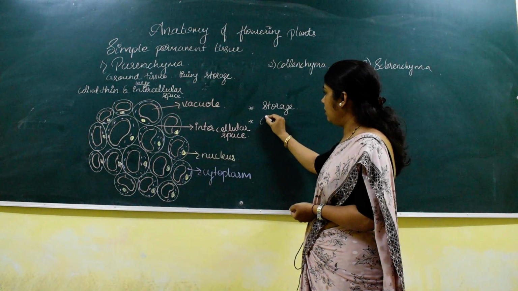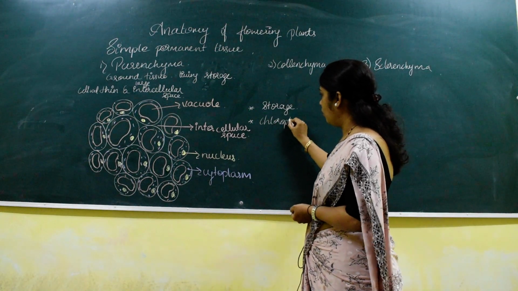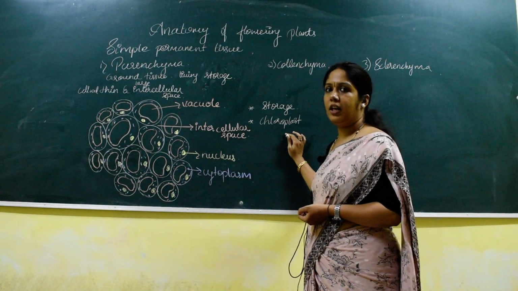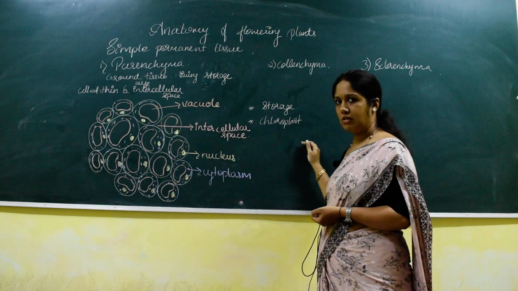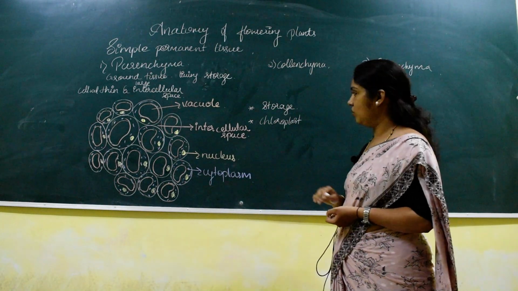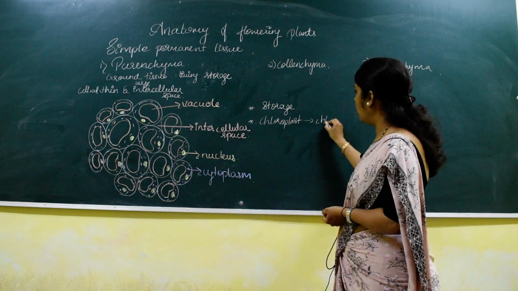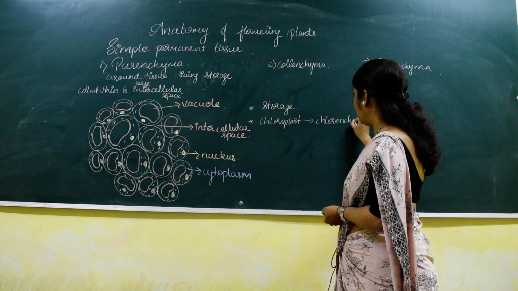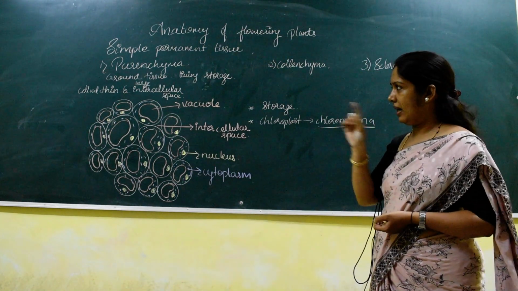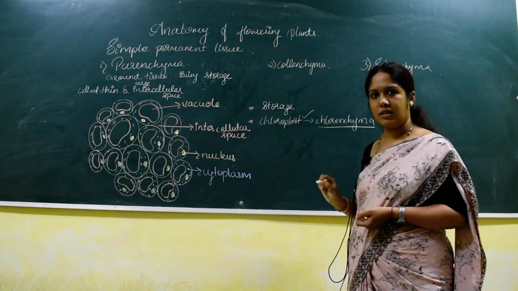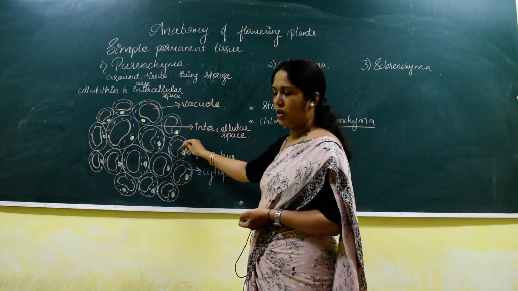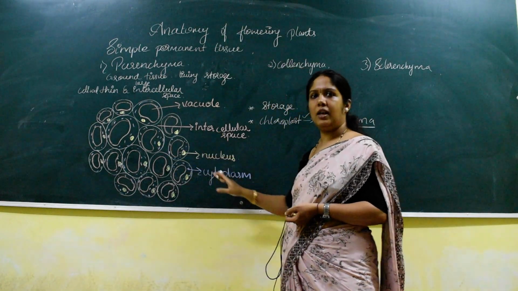Next, chloroplast is an organelle which is mainly involved in the process of photosynthesis. So if more number of chloroplasts is seen in parenchyma tissue, then it is called Chlorenchyma. Remember, Chlorenchyma is a type of parenchyma which has rich chloroplast in its cells. Chloroplast is an organelle seen in the cytoplasm. Usually the chloroplast will be there in all the cells.